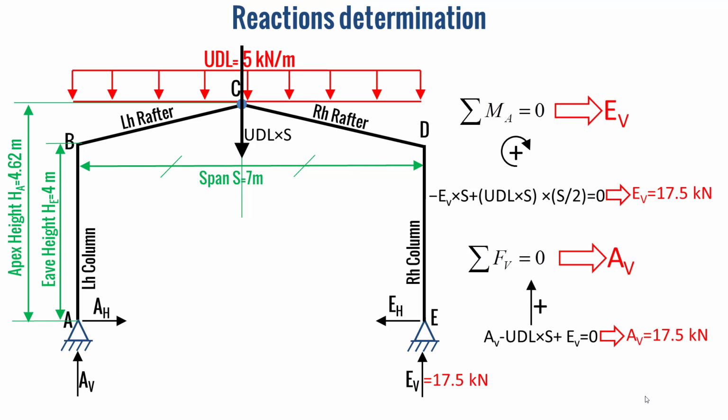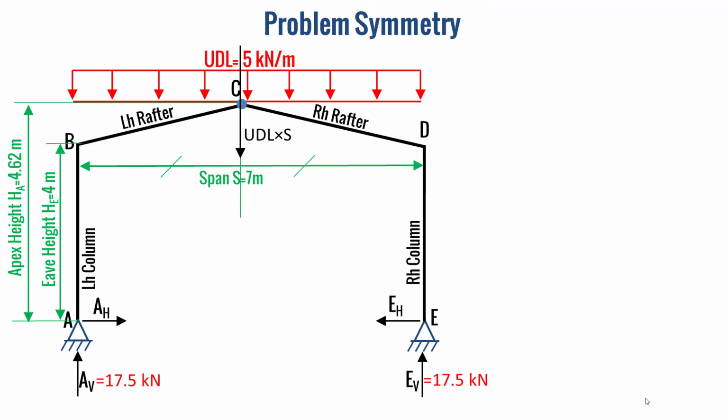It remains to determine the horizontal reactions at the points A and E, which are AH and EH. In order to determine these horizontal reactions AH and EH, we have to notice the symmetry of the problem because this symmetry will simplify calculations.